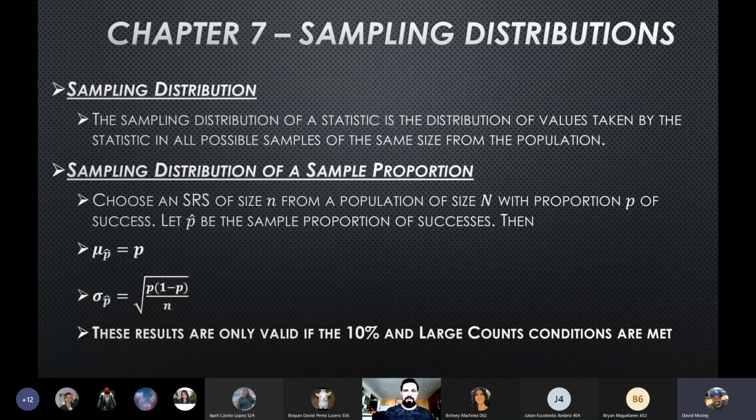These results are only valid if the 10% and large counts conditions are met. We can calculate the mean, but the standard deviation is not necessarily valid if the 10% condition is not met, and we cannot perform any type of calculation beyond this if the large counts condition is not met. Large counts condition allows us to use normal distribution and normal calculations.